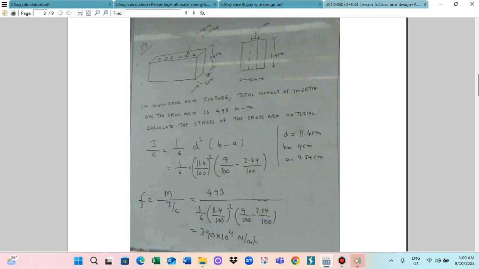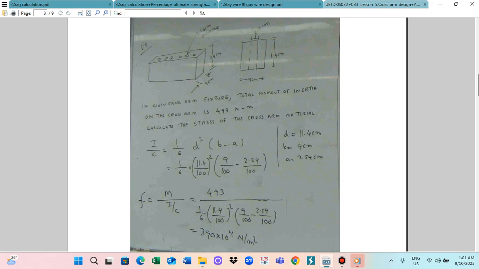I by C is equal to 1 by 6 into D square into B minus A. Then you substitute I by C is equal to 1 by 6 D square B minus A. So 1 by 6, the D is a gap. In this case, D is given, D is 11.4 centimeter. And B is 9 centimeter. And A is 2.54 centimeter. So we just substitute in the formula.